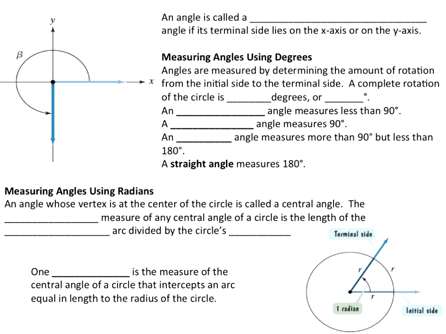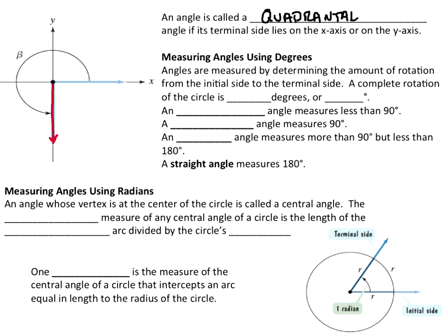Moving forward, now this is a really weird word. An angle is called quadrantal. And yes, I was sounding that out so that I would spell it correctly. An angle is called quadrantal if its terminal side, so let me mark the terminal side in red because that seems to go together, lies on the x-axis or on the y-axis.